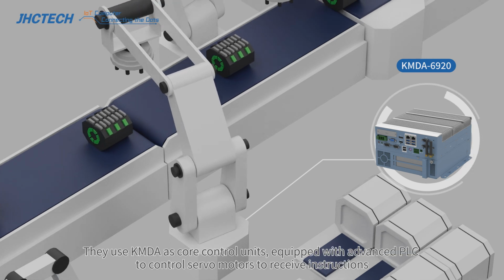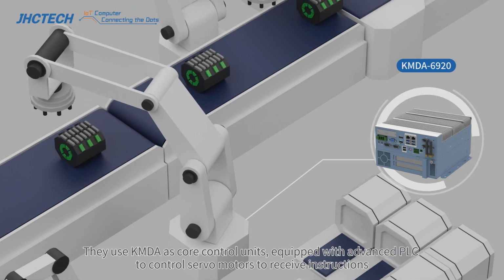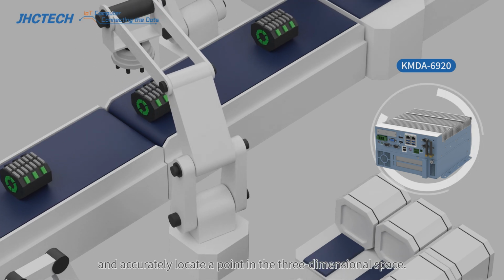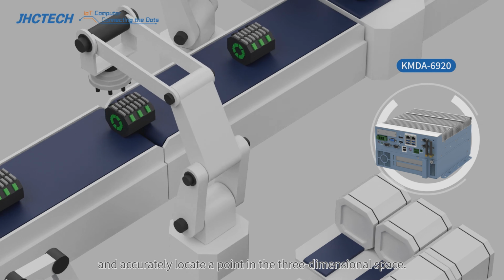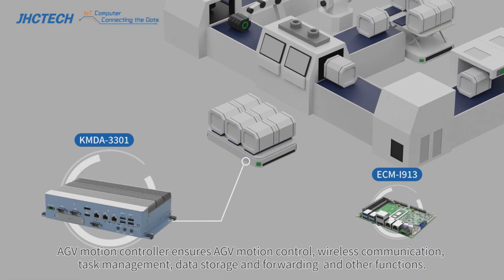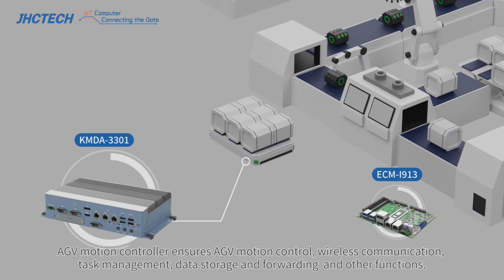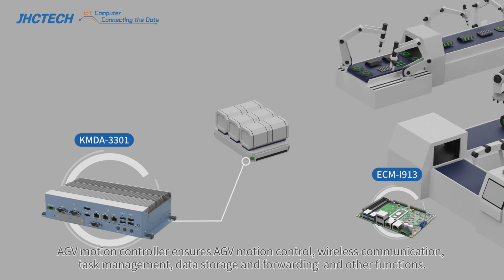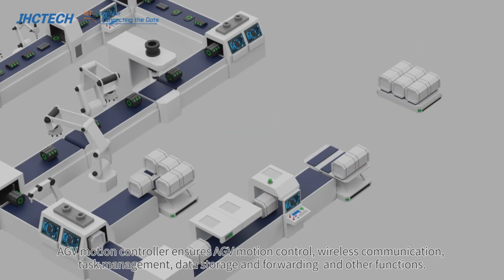They use KMDA as core control units, equipped with advanced PLC to control servo motors to receive instructions and accurately locate a point in the three-dimensional space. AGV motion controller ensures AGV motion control, wireless communication, task management, data storage and forwarding and other functions.